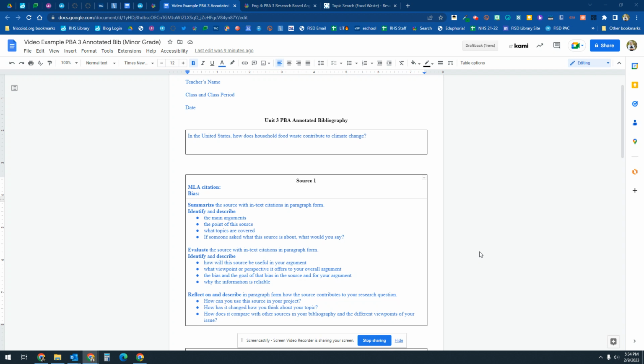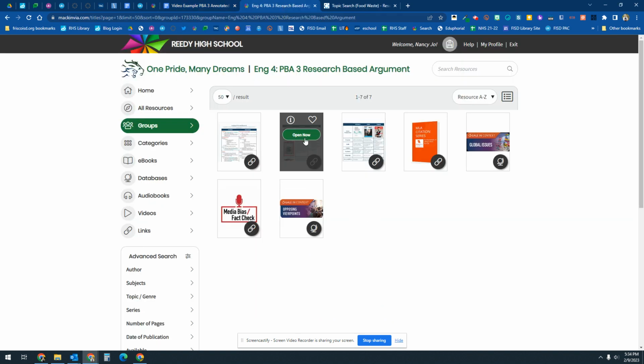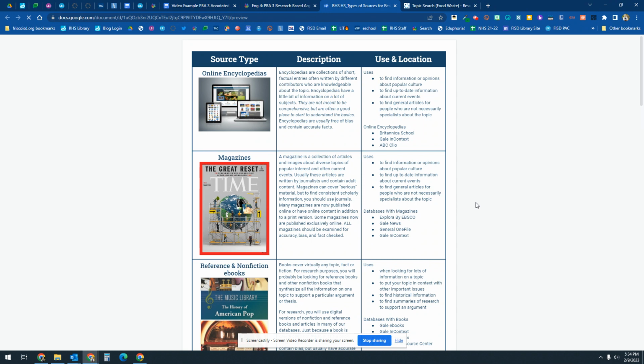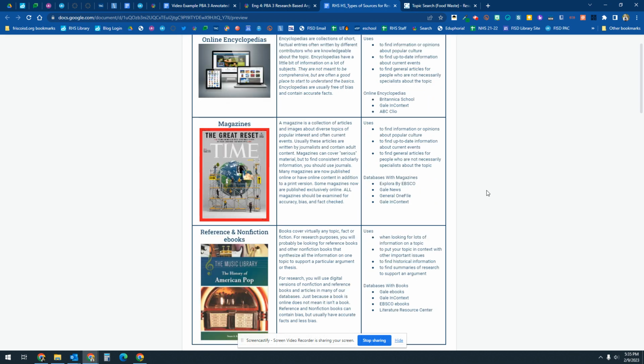So this video helper is going to help you understand the different types of sources, the bias of sources, and then how to cite the sources and use the sources in your annotated bibliography. So in your Mac and Via group, there is this document right here. This document basically introduces you to the different types of sources that you are going to encounter in the Opposing Viewpoints or the Global Issues databases. So there might be some encyclopedia type articles in the reference section of Global Issues and Opposing Viewpoints. So I'll talk about that in a minute.